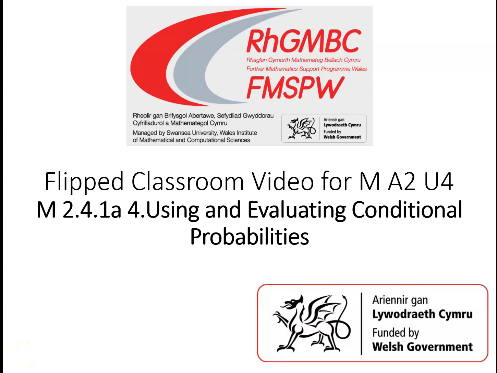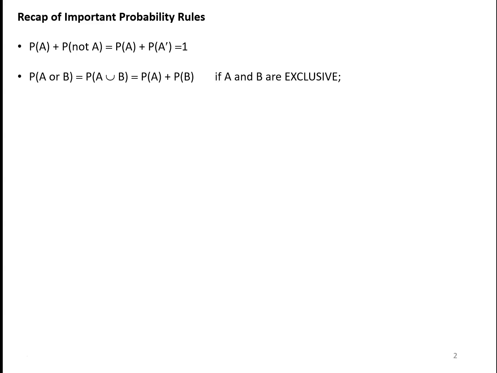In this video we're going to continue our look at using and evaluating conditional probabilities. So to begin with, let's just quickly recap the important probability rules. The probability A happens plus the probability A doesn't happen is equal to 1. The probability of A or B happening is equal to the probability of A plus the probability of B if the events A and B are exclusive.